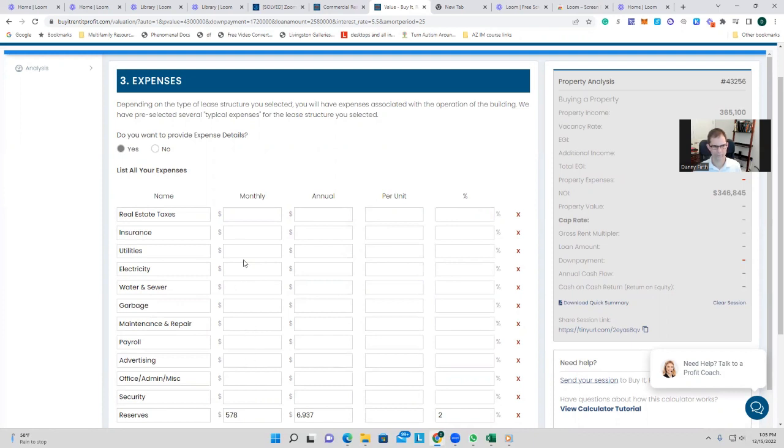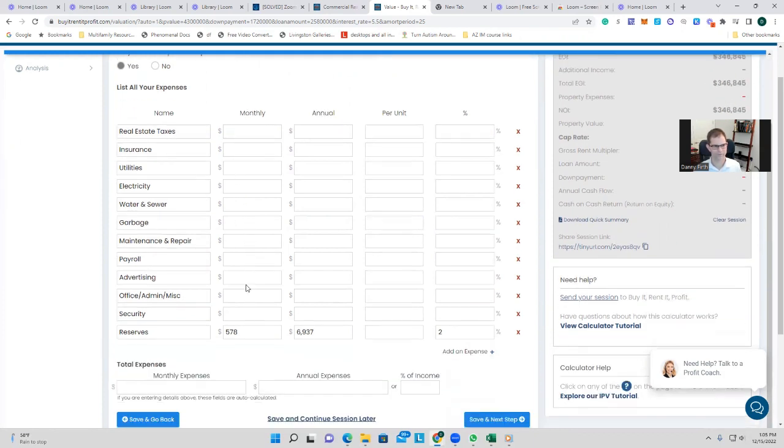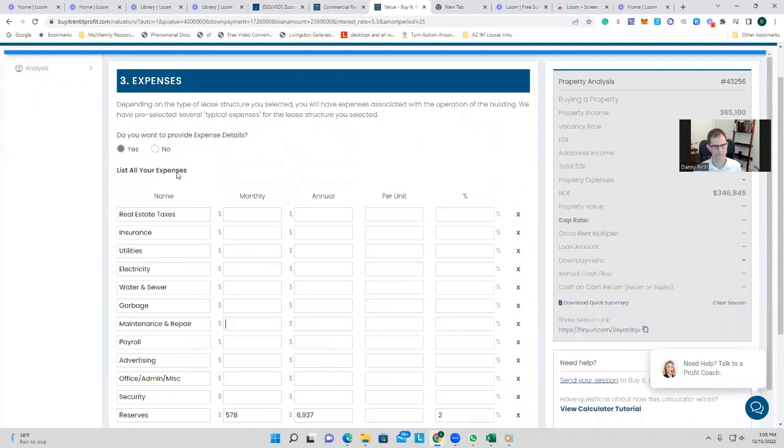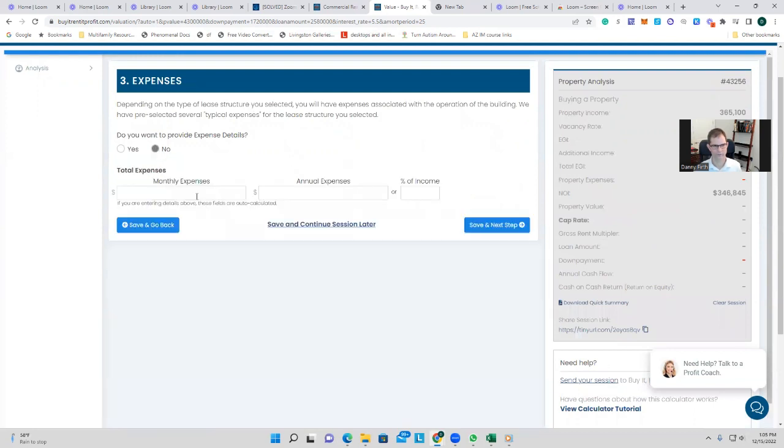Or, have they not made any repairs in the past 2 years, and they're doing that to kind of pad their NOI? And so, eventually you're going to want to figure that out. But if you're just looking at a property and you want to spend 10 minutes just figuring out, is this something I want to go deeper into? Then I'm going to skip that part, at least initially.